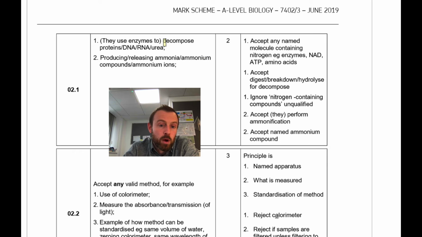So they decompose, and you could have said hydrolyze. I would always say hydrolyze better, right? It's just a word that AQA loves, and you should banish digest from your vocabulary and always say hydrolyze, or banish breakdown as well. Always say hydrolyze. So hydrolyze proteins, and they produce ammonia or ammonium compounds. You could say ammonification, that's what they do.